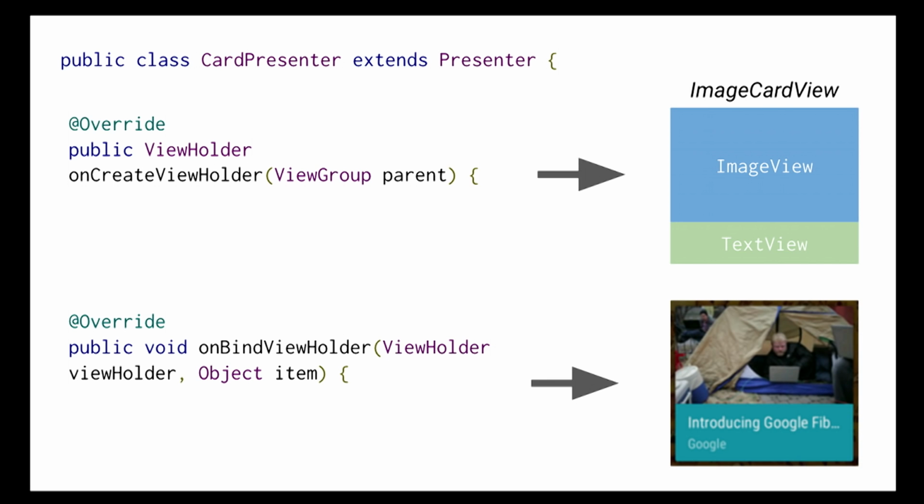There's really two key methods that you care about in a presenter. The first is onCreateViewHolder, which creates a view. Here we're looking at a card presenter, which creates an image card view, which is just composed of two standard Android views, a text view and an image view. The second method that we care about is onBindViewHolder, and that takes an object from the database and just populates the different fields on the view.